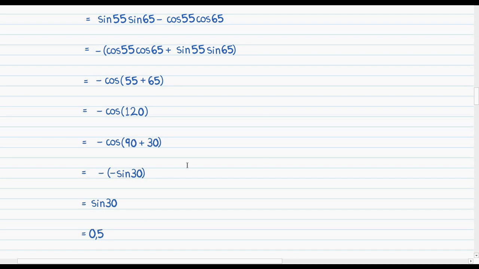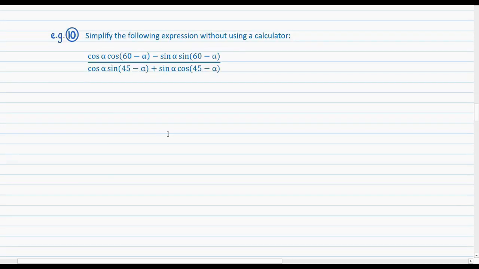Here's another example. Simplify the following expression without using a calculator, and the expression is cos alpha times cos(60 minus alpha) minus sine alpha times sine(60 minus alpha), over cos alpha times sine(45 minus alpha) plus sine alpha times cos(45 minus alpha).